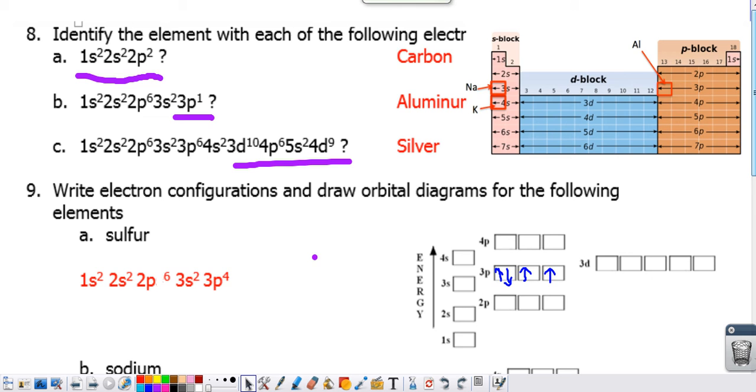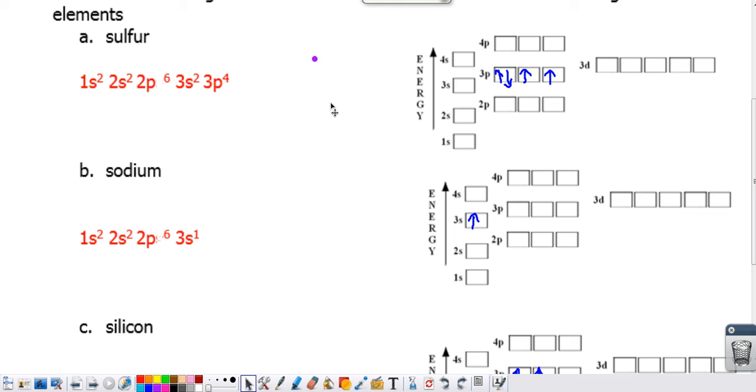And then we had more of the same. We didn't draw the arrows in. We got lazy. 3P4, it'd be filled up, down, up, up, up. When you get to 3P4, you do all the ups, 1, 2, 3, and then come back and do the downs.